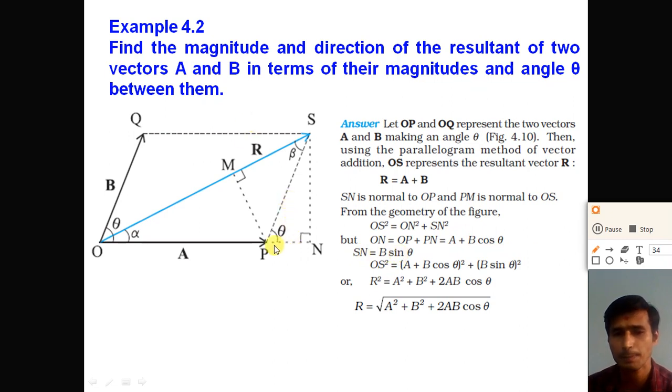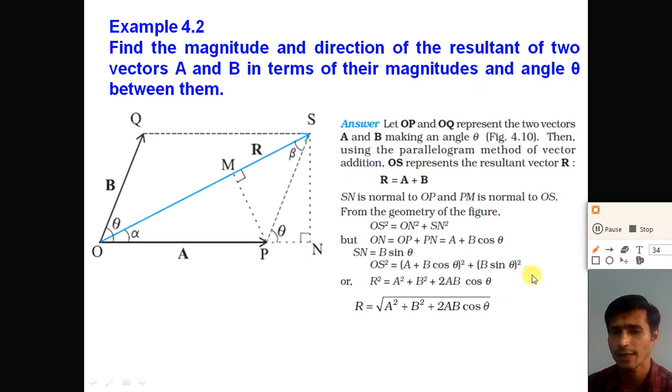And here SN is equal to B sin theta. So PN is the component of vector B in the x direction, and SN is the component of vector B in the y direction. So PN is equal to B cos theta and SN is equal to B sin theta. From that, OS squared, the magnitude of the resultant vector squared, R squared, is equal to ON squared, that is (A plus B cos theta) squared, plus SN squared, that is (B sin theta) squared. So expanding (A plus B cos theta) squared, we get A squared plus 2AB cos theta plus B squared cos squared theta, and B squared sin squared theta.